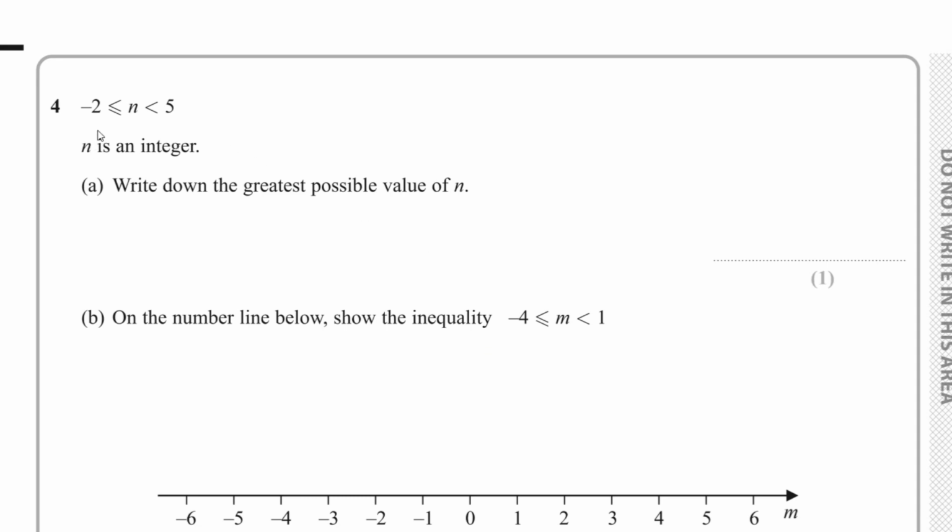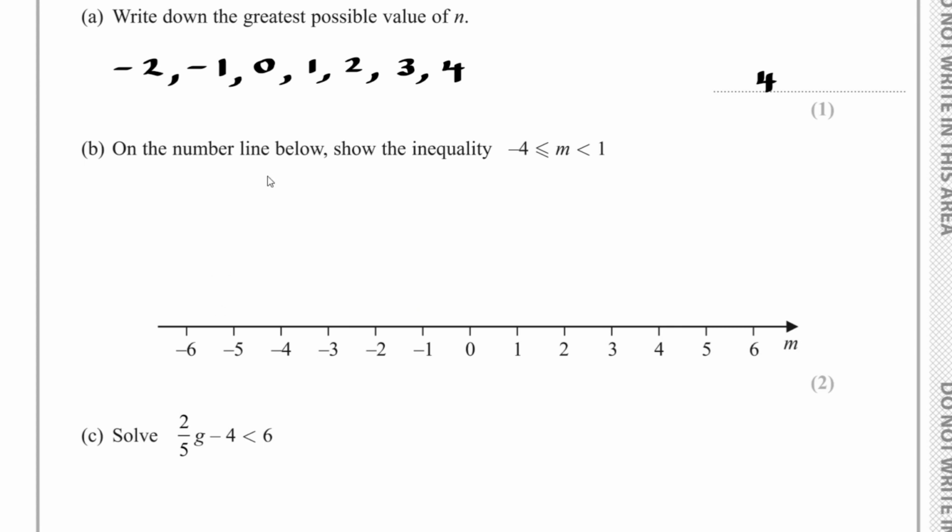Question number 4, we have negative 2, which is less than or equal to n, which is less than 5. n is an integer. For part A, we have to write down the greatest possible value of n. Well, the possible values of n are minus 2, minus 1, 0, 1, 2, 3, and 4. Can't include the 5. So the greatest possible value of n is 4.